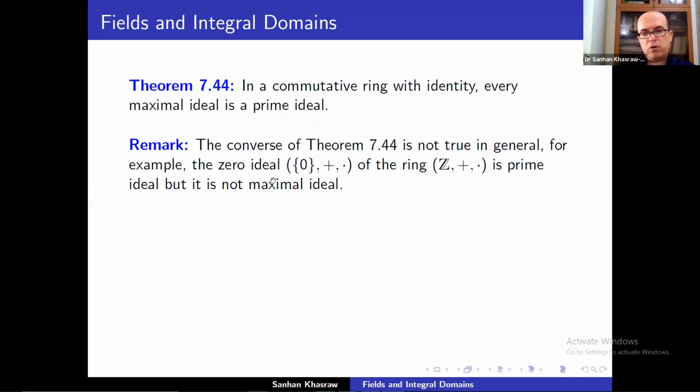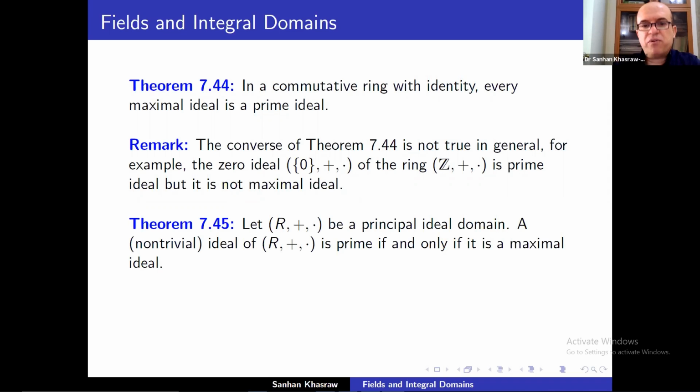Why? Because I classified before the prime ideals of Z. The zero ideal was one of them. The zero ideal is a prime ideal, but it's not a maximal ideal, because the zero ideal is a subset of every proper ideal in Z. So what we need to think about is in which case the converse of theorem 7.44 holds.